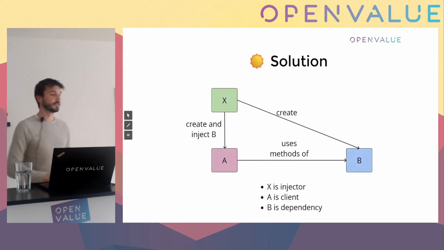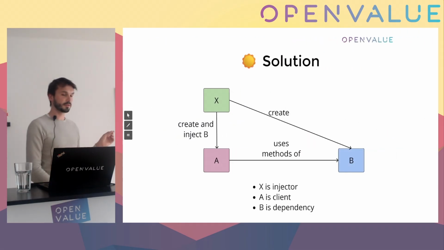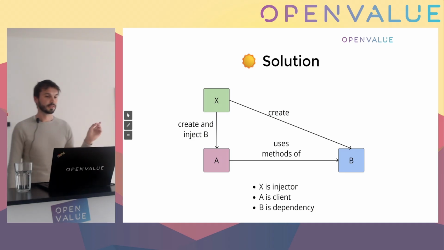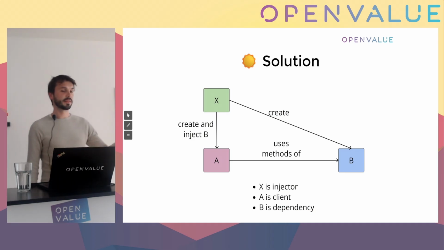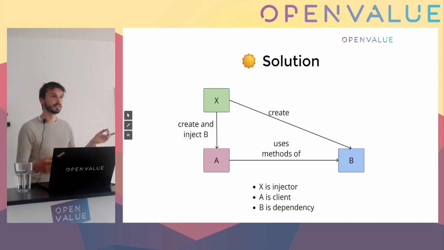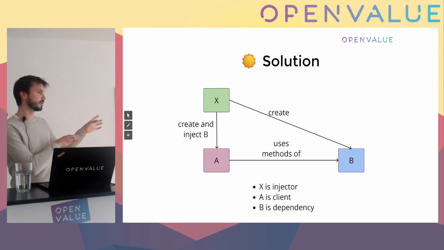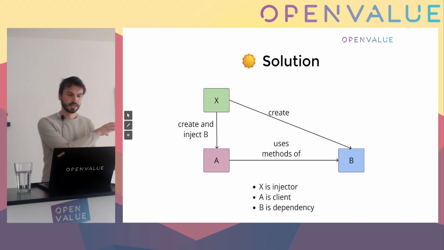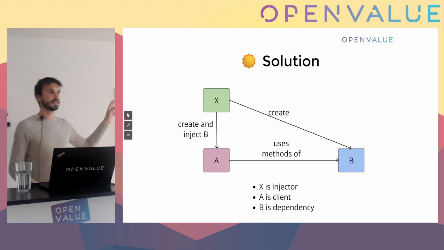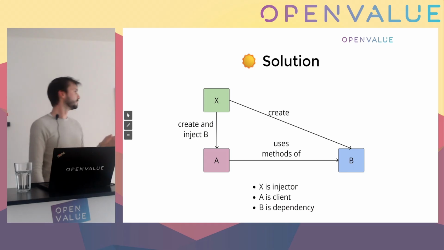So let's get back to the diagram we saw before. If we apply dependency injection, it now looks like this. Class A still uses methods of class B, but the creation and injection is done by another component, which we'll talk about later. We call it X for now. Let's get the naming straight: X is the injector, A is the client, and B is the dependency.